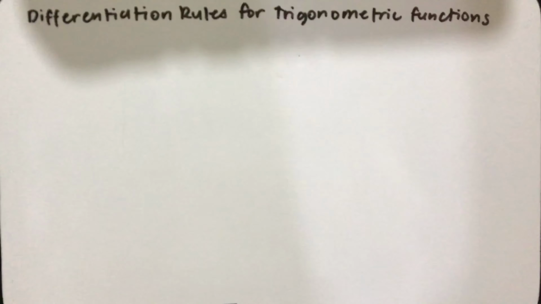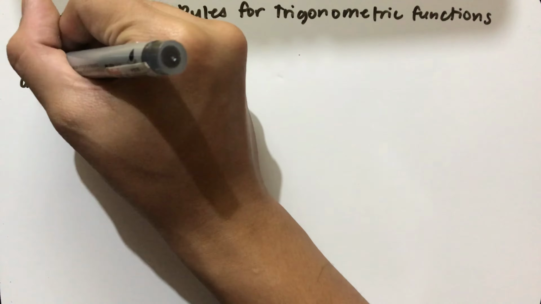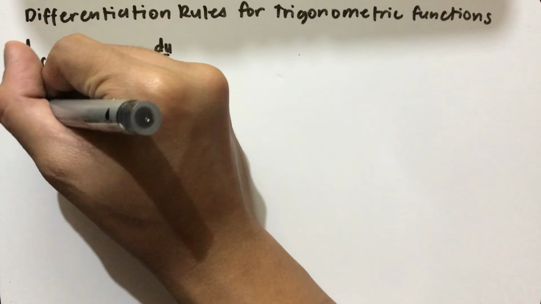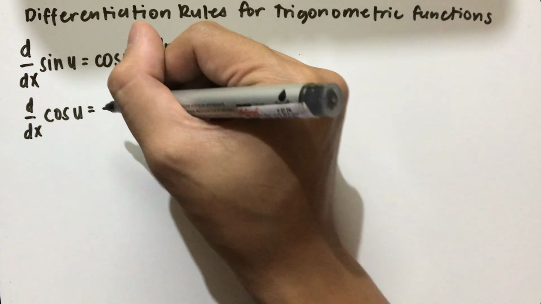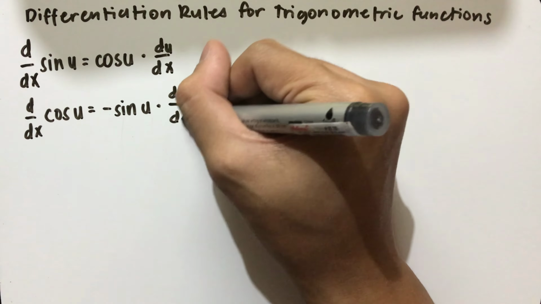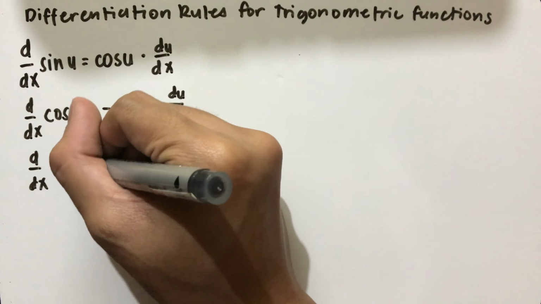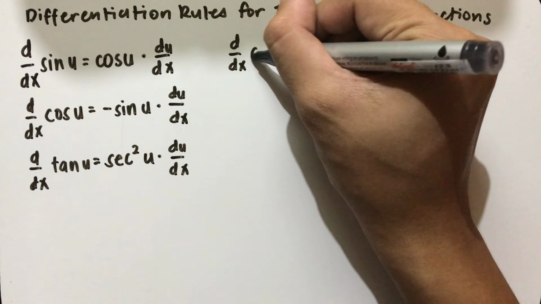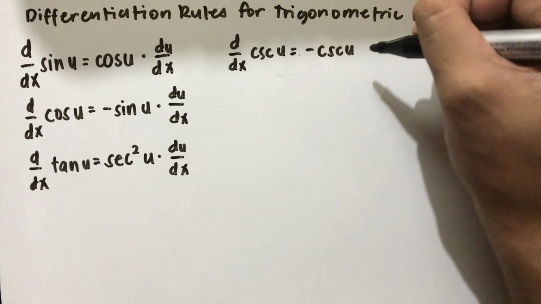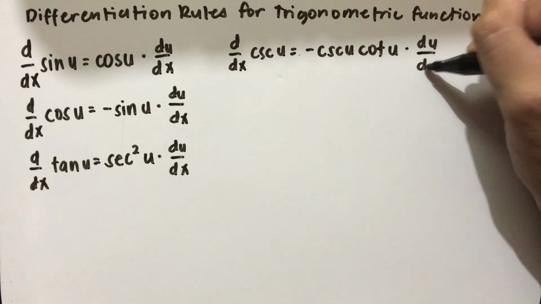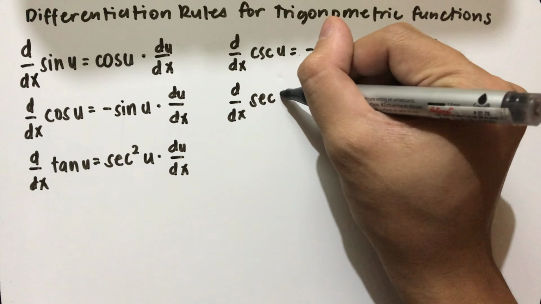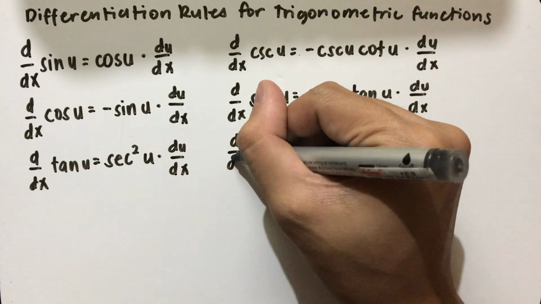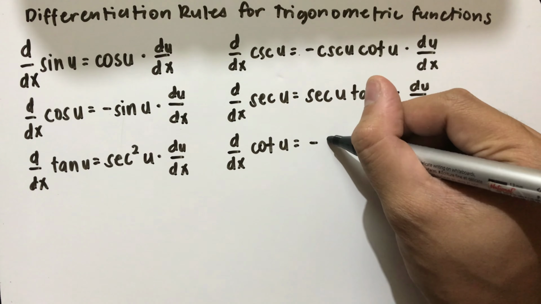The derivative of sine u is equal to cosine u times du over dx. The derivative of cosine u is equal to negative sine u times du over dx. The derivative of tangent u is equal to secant squared u times du over dx. The derivative of cosecant u is equal to negative cosecant u cotangent u times du over dx. The derivative of secant u is equal to secant u tangent u times du over dx. The derivative of cotangent u is equal to negative cosecant squared u times du over dx.